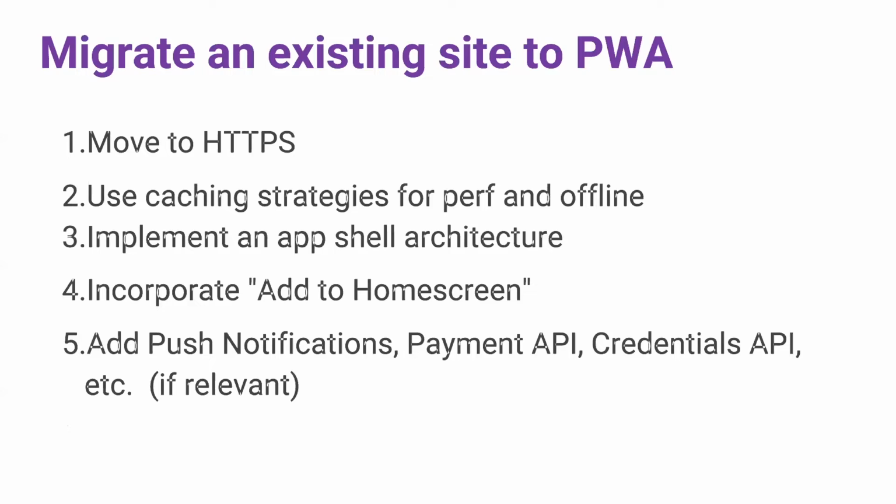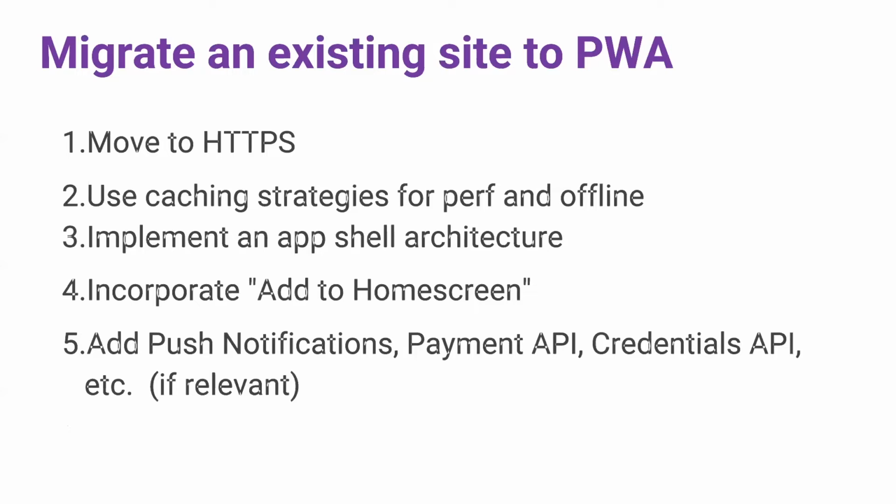Okay, now we are going to talk about how to migrate an existing app into PWA. First point is using HTTPS. It always keeps malicious scripts out. Second option, using cache strategies. It enhances the performance and enables the offline experience.